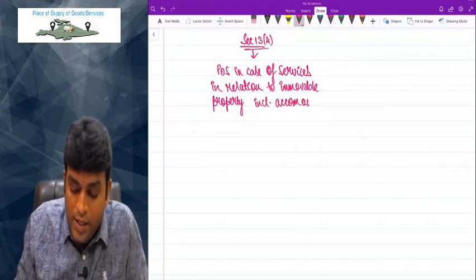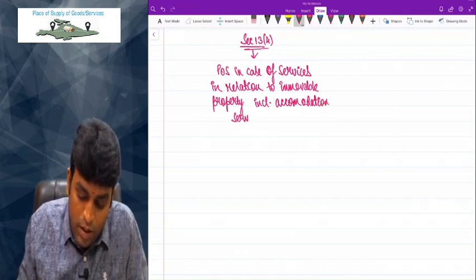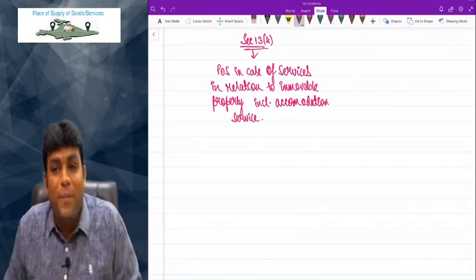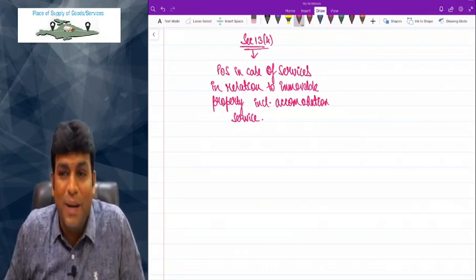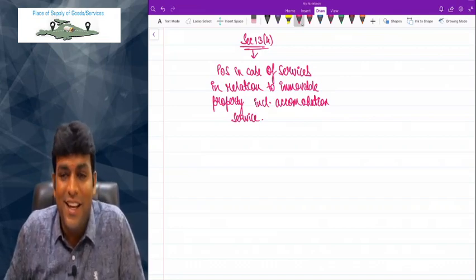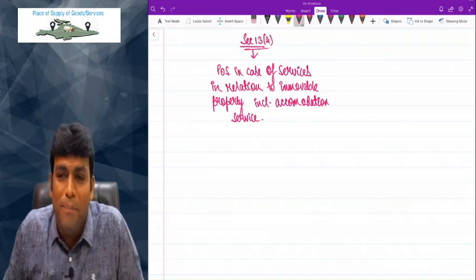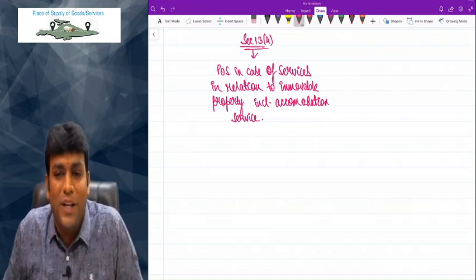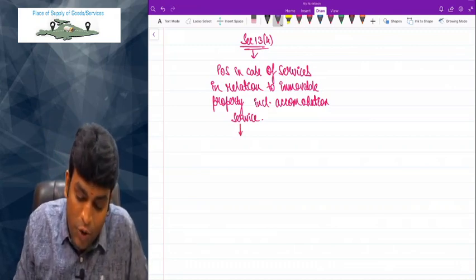Including accommodation service. Come on guys, I repeat one more time. What is the language I wrote, sir? Place of supply. Place of supply in case of what, sir? Place of supply in case of services in relation to immovable property. Including what, my dear friends? Accommodation service. Come on. For this, what law told, my dear friends?